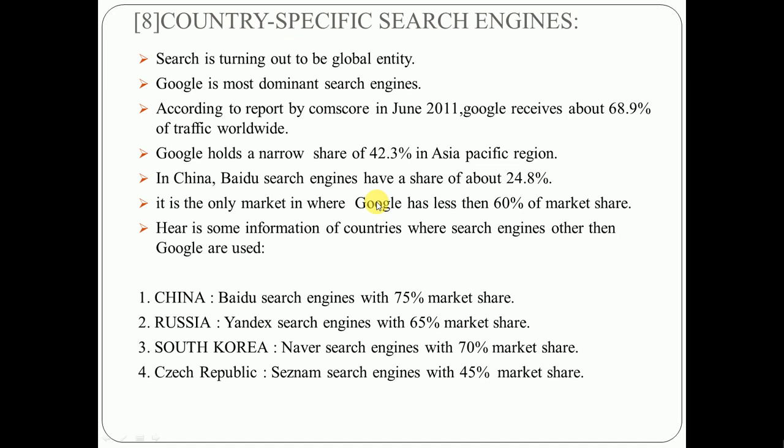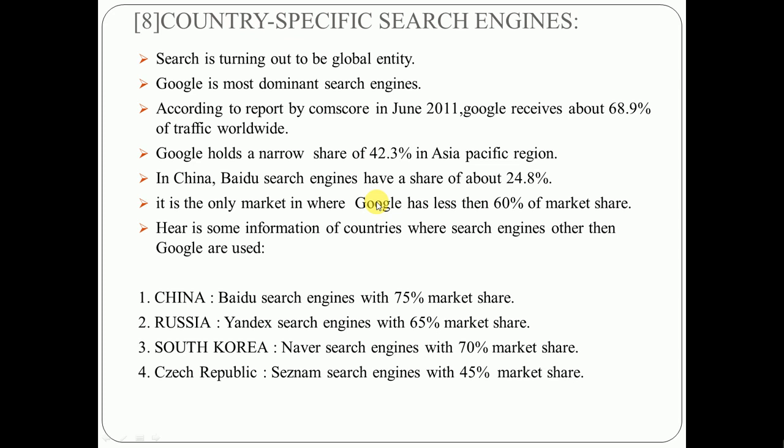Google holds a narrow share of 42.3% in the Asia Pacific region. So in the Asia Pacific region, if you consider the Google share, it is a 42.3% market. In China, the Baidu search engine has a share of 24.8%.